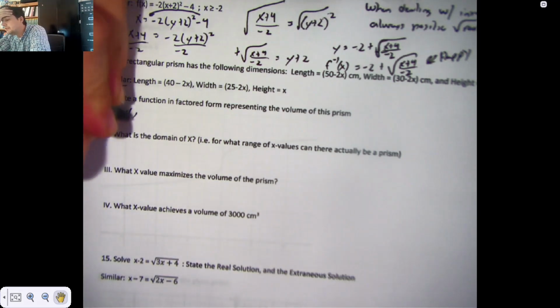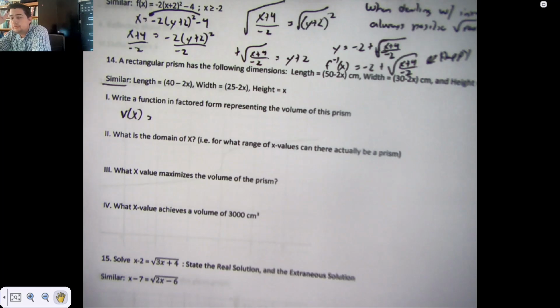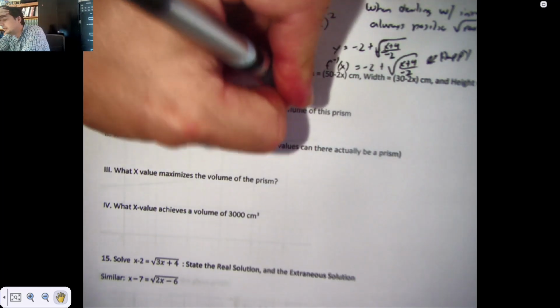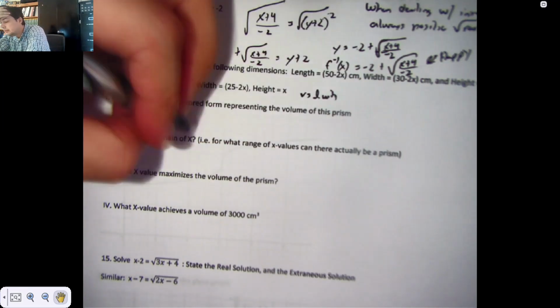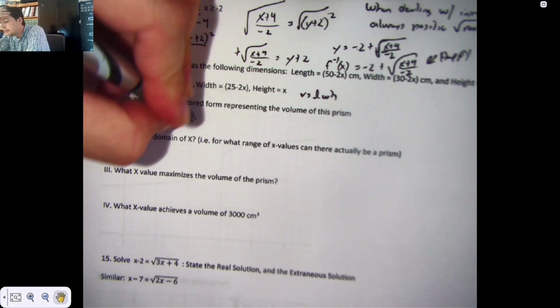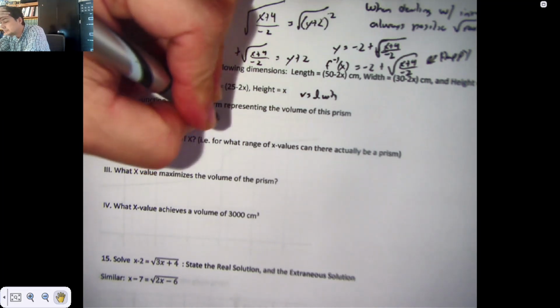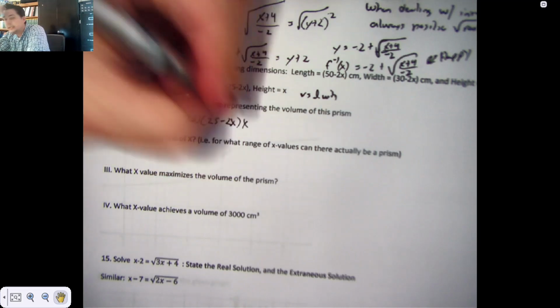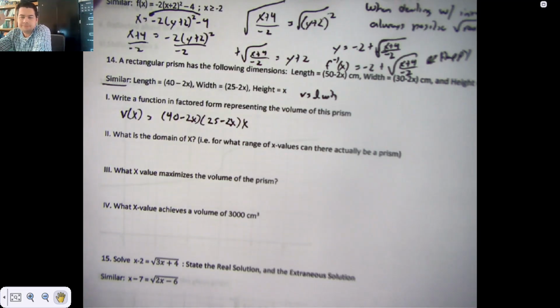So the volume as a function of x is really simple. Volume, by the way, is length times width times height. And you just write your factors down. That's it. The order might change, but that's it. Now it talks about what the domain of x is. And here's the gist on this.